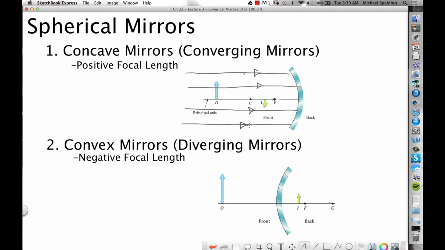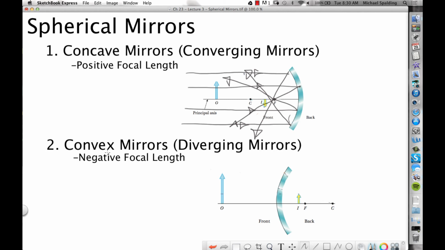What will these light rays do after reflecting off the mirror? They will converge, and they actually converge to the focal point. That's one characteristic of the focal point. Parallel light rays from a distant source will converge to the focal point.